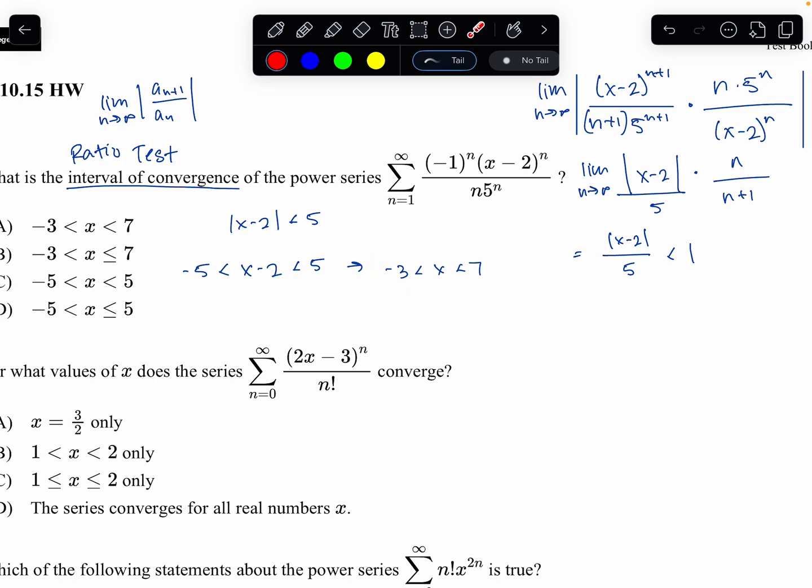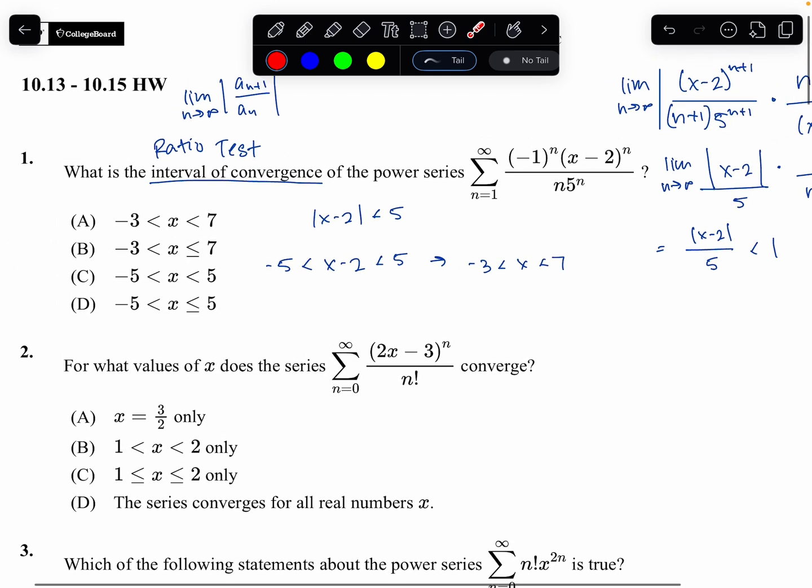And again, remember that the center is at 2, the radius is 5, which makes sense. If the center is at 2 and I go 5 to the right, which is what we said is our radius, we get to 7, which is what we have here. If I go 5 to the left, I end up with negative 3, and that's why I have negative 3 right here. So that fits with everything we've confirmed. Center is 2, radius is 5, interval from negative 3 to 7.